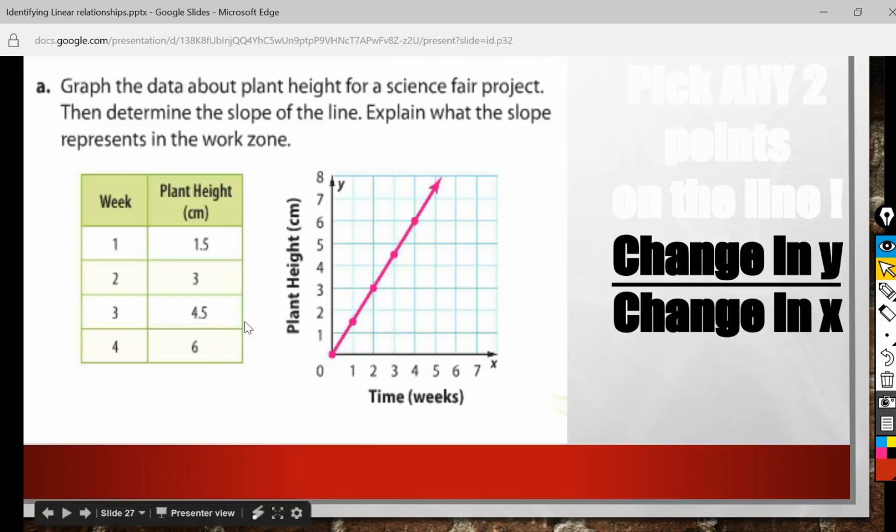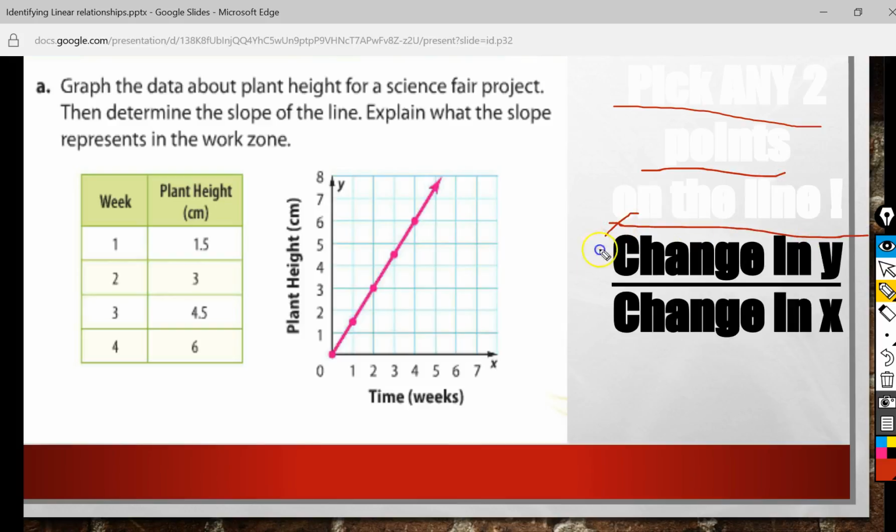Okay, so we're back where we left off. Here's another example problem. They even tell us to pick any 2 points on the line, change in y over change in x. So using change in y over change in x, all you have to do is use the table. But that's not necessary because you can also do rise over run, which again only means change in y over change in x. So if we do want to use the graph, let's choose 2 points.